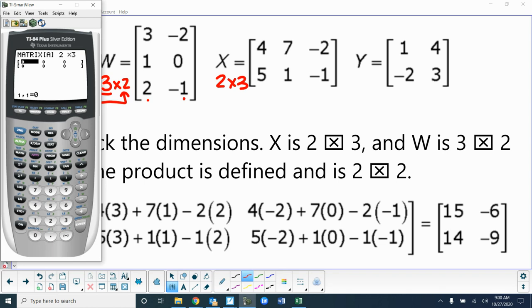All right, and then put 4, enter, 7, enter. It goes across the rows when you put it in. So 4, enter, 7, enter. Negative signs down here at the bottom next to enter. Negative 2, enter. And then it'll go to the next row. 5, enter, 1, enter, negative 1, enter. Any issues getting that far? Everybody there that's got their graphing calculator? Any questions?